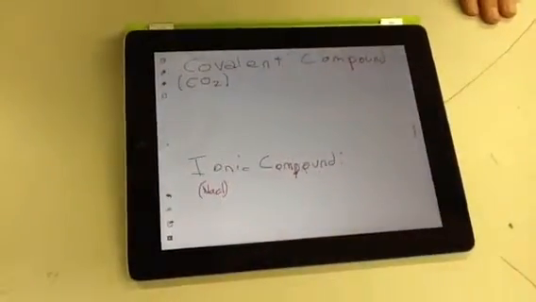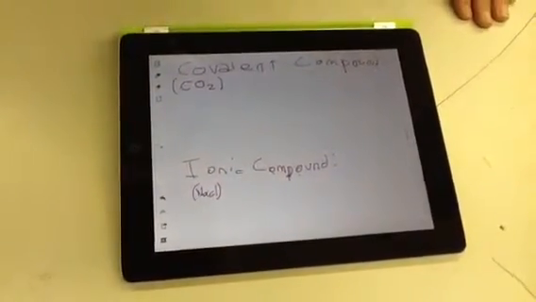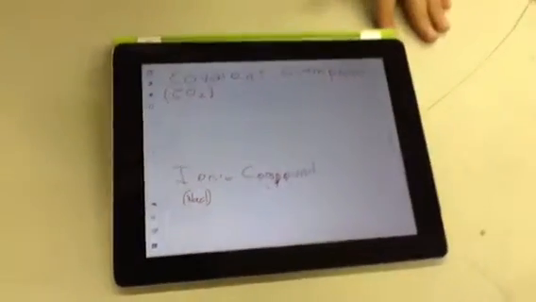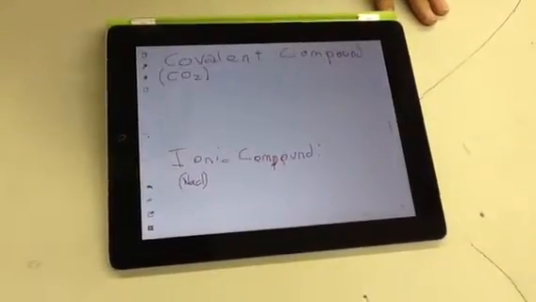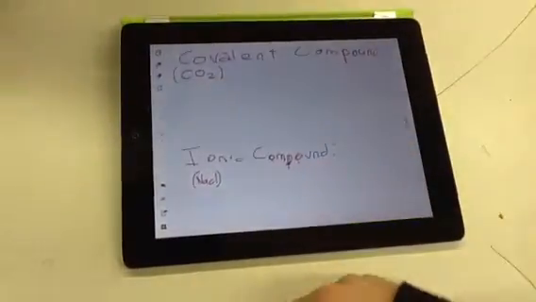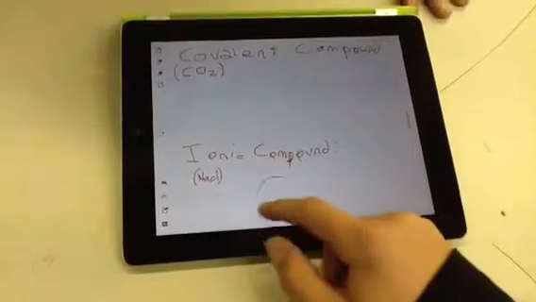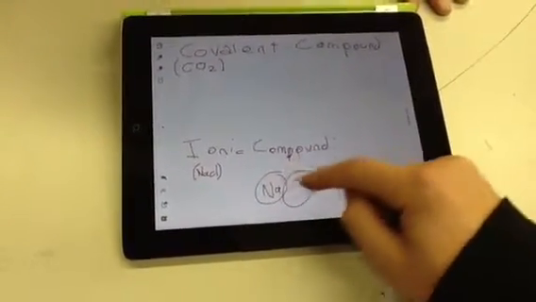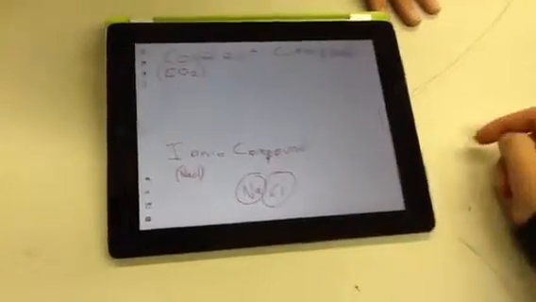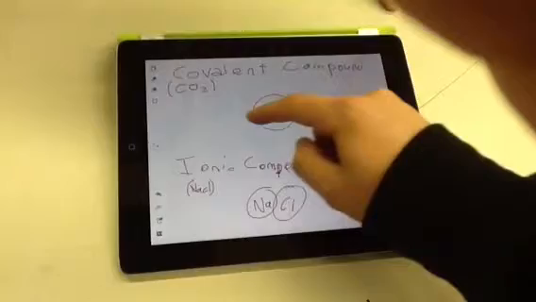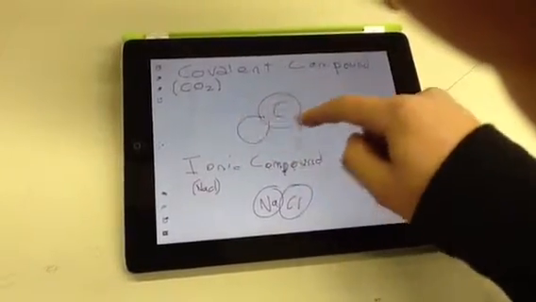The definition of a compound is two or more atoms combined in equal proportions, and an ionic compound is one nonmetal and one metal. An example would be NaCl, which is salt, and a covalent compound is two nonmetals, and an example of that would be carbon dioxide.